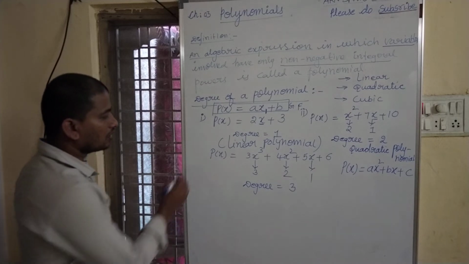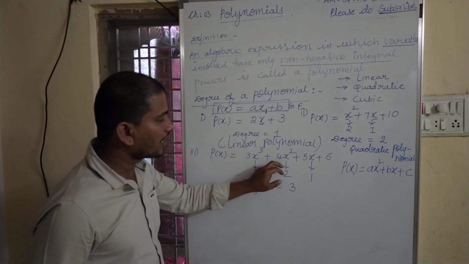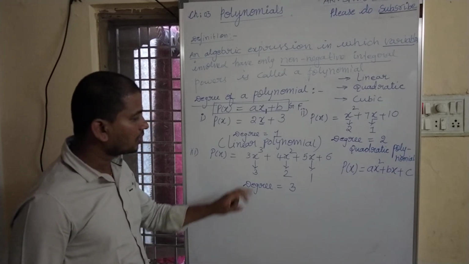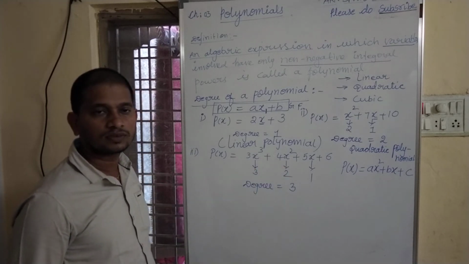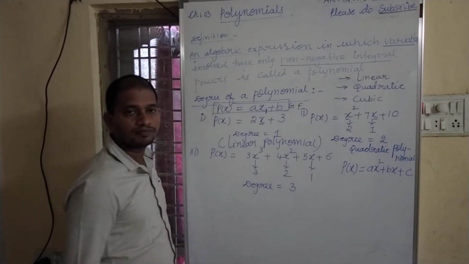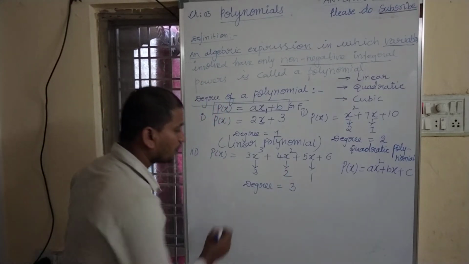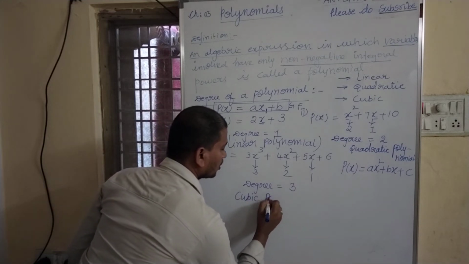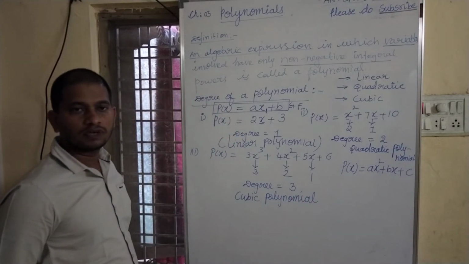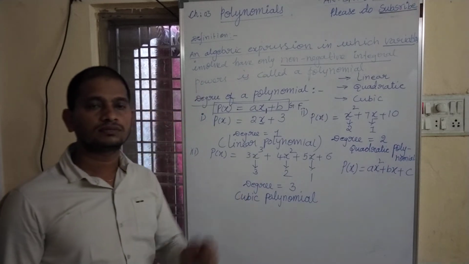Okay, coming to the third example, the given polynomial is 3x cube plus 4x square plus 5x plus 6. And what is the variable involved here? The variable involved is x. And what is the highest power here? Highest power is 3. Hence degree equal to 3. If the degree of the polynomial is 3, that is called a cubic polynomial.